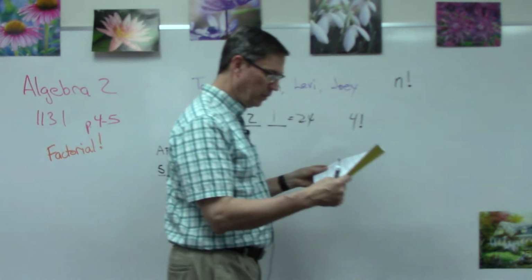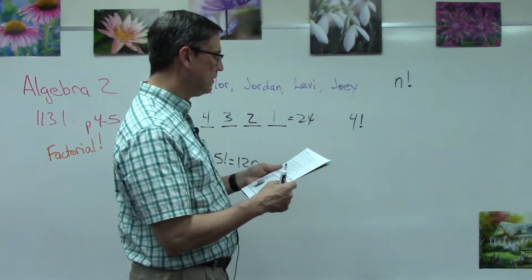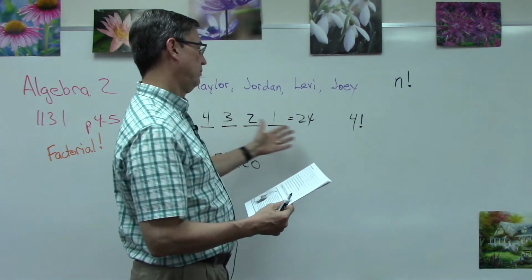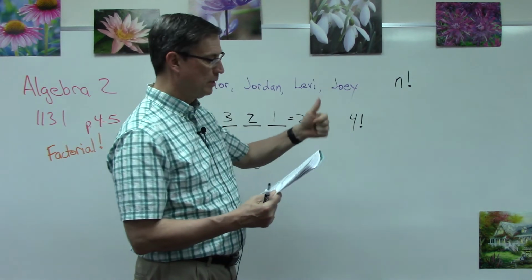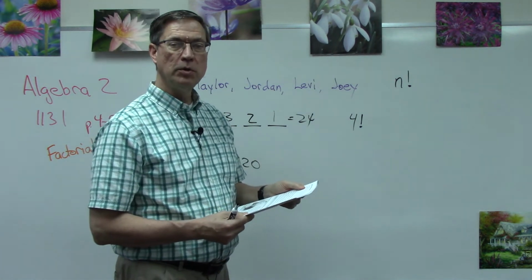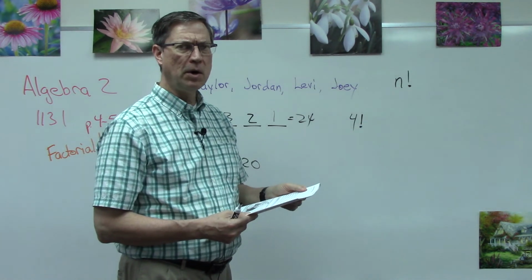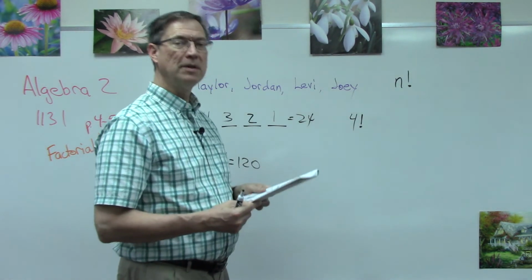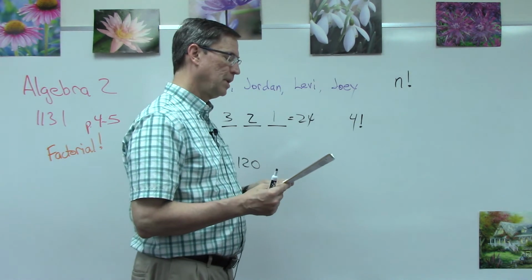So up here on the top of page 5, you see 4 factorial. That's basically what we're doing here. You just take 4 times 3 times 2 times 1. Number 2, it says 8 factorial. So on your calculator, don't try to do all this in your head, all right? 8 times 7 times 6 times 5 times 4 times 3 times 2 times 1.